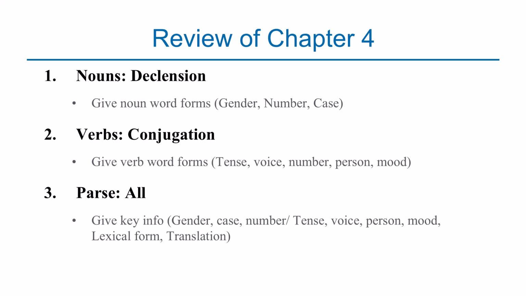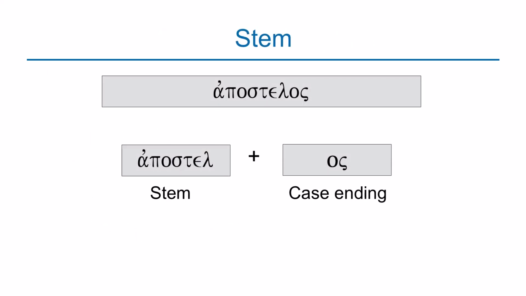And we also touched on parsing, and we said when you parse a verb or a noun, you give its key information. For example, you give its gender, its case, its number, its tense, its voice, its person, its mood, and its lexical form. And after this, you translate. And we said parsing refers to both verbs and nouns. Let's look at something else that we looked at.